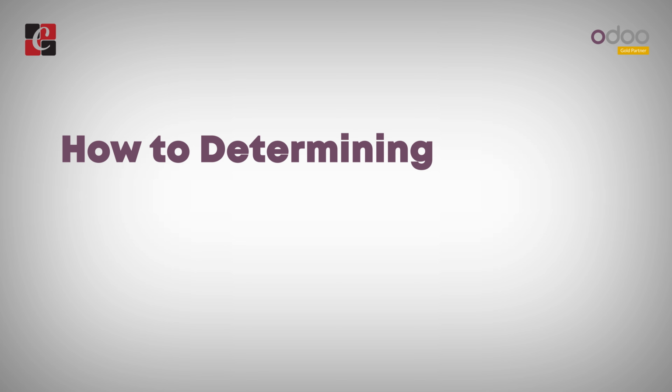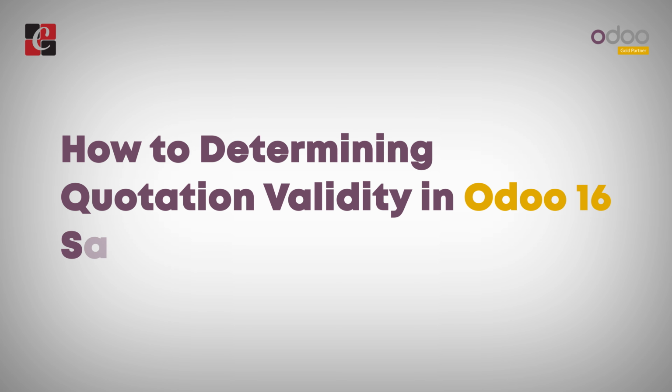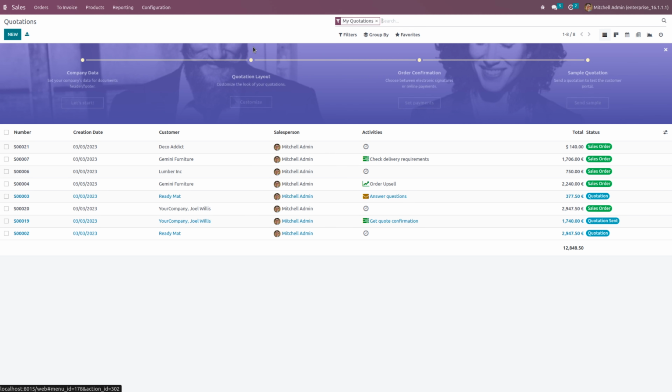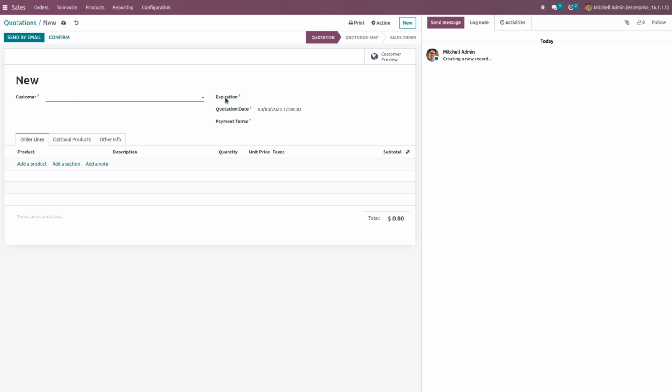So let's check how to determine quotation validity in Odoo. In order to set the quotation validity, just get into the Sales module. Once you open the quotations, you can see that a field is visible here, that is Expiration.